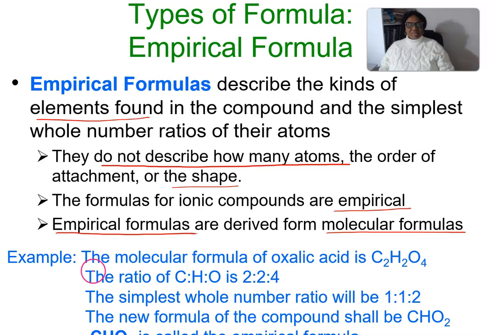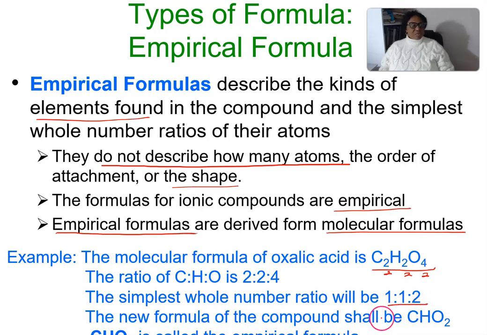So let's look at oxalic acid. That's its molecular formula. It's simply a whole number ratio. It means you divide this by a number which is common to all. So you divide it by 2, 2, 2, which gives us the empirical formula. You see that the simplest whole number ratio came out to be 1:1:2.